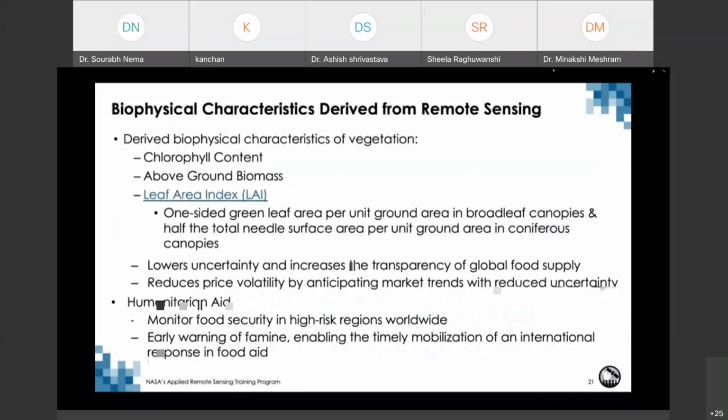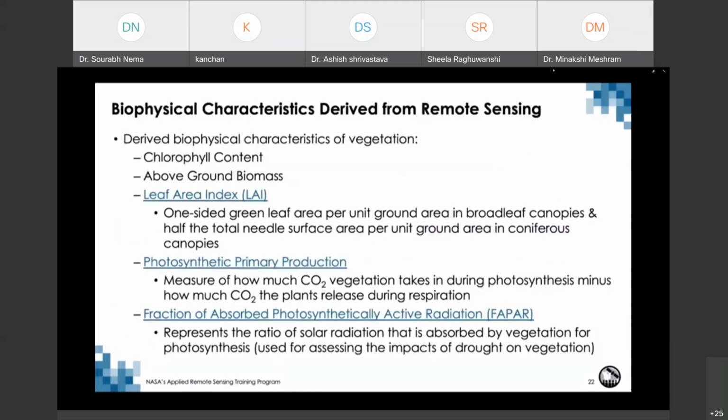Some of the biophysical and geophysical characteristics of vegetation that can be derived empirically from remote sensing vegetation indices are as follows: chlorophyll content, above ground biomass, the leaf area index, which is a one-sided green leaf area per unit ground area in broadleaf canopies, photosynthetic primary production, the fraction of absorbed photosynthetically active radiation. These biophysical characteristics help to quantify the density, extent, and the health of vegetation.